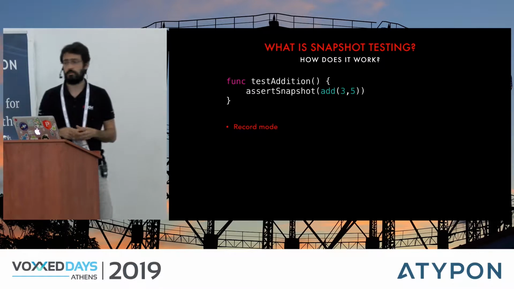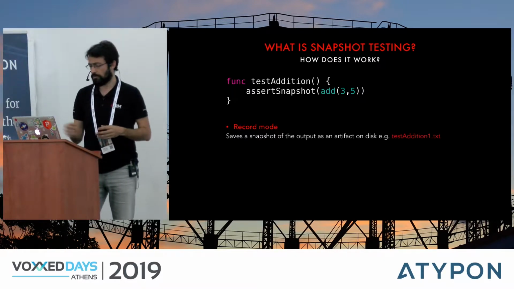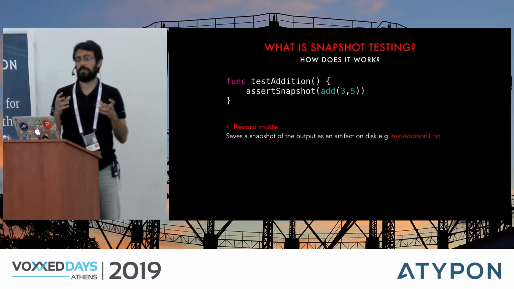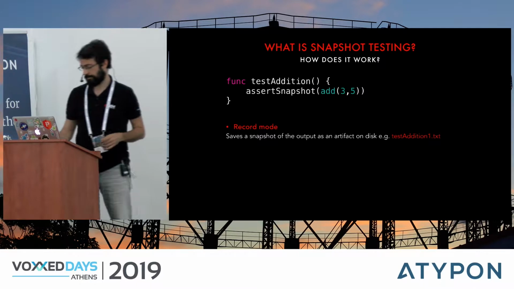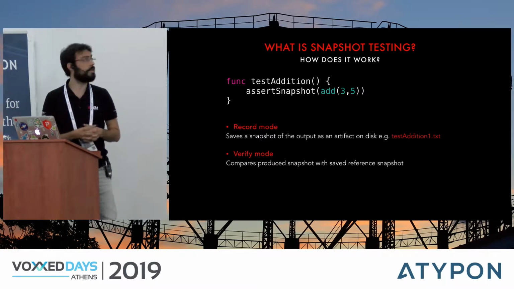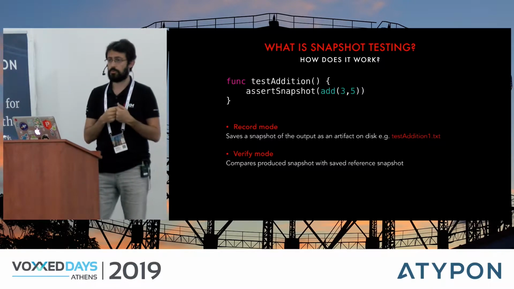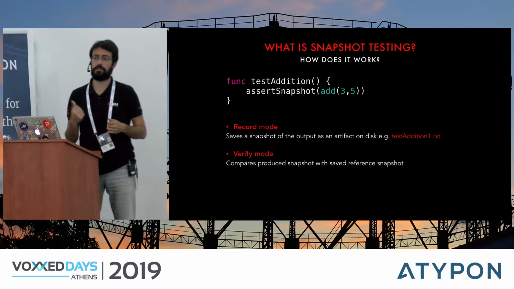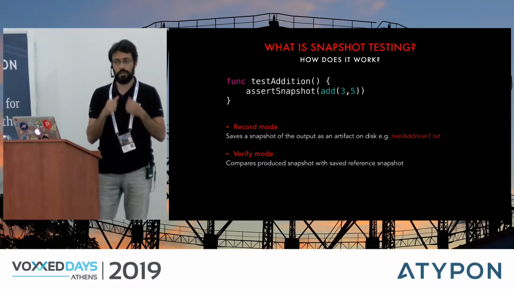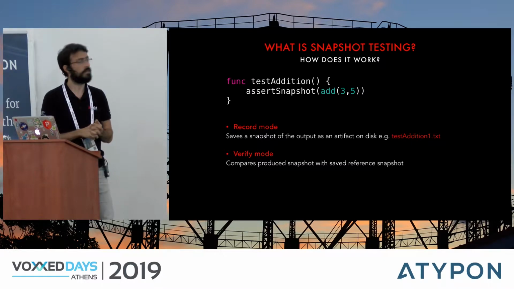Basically, you can run the snapshot test in two modes. When you run it in record mode, a snapshot of the output is produced, and it is saved as an artifact on the disk. And when you run it in verify mode, again, a snapshot of the output is produced. It looks on the disk for the previously saved reference snapshot. It compares the two snapshots, and if they differ, the test will fail with a nice error message.